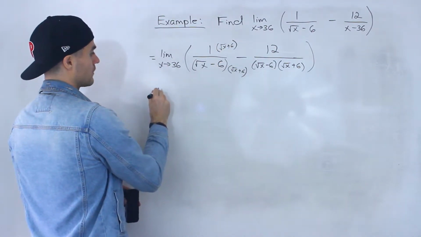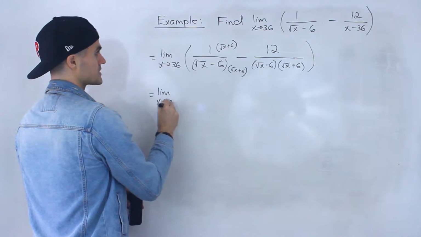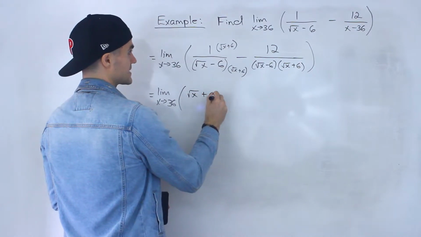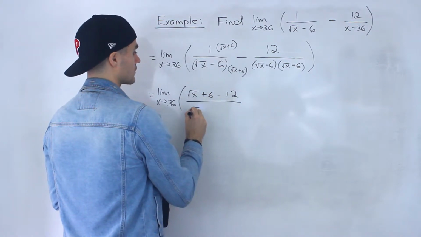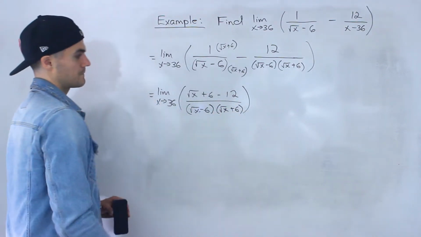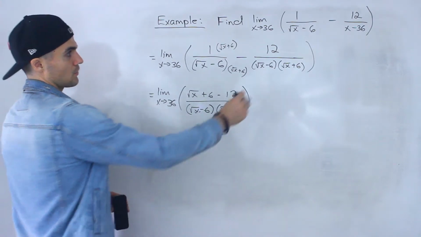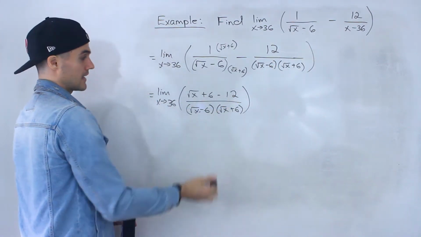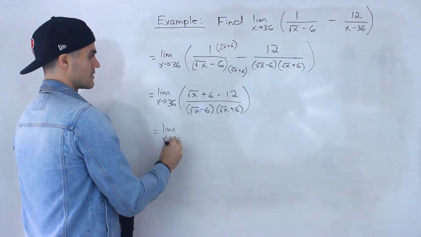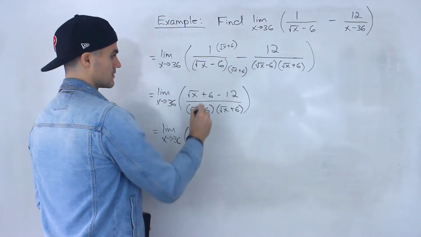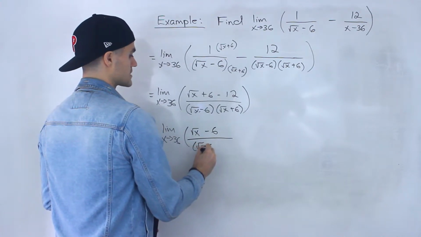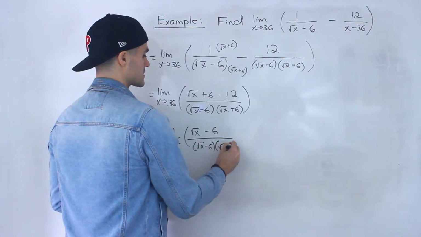And so what we would end up with is the limit as x approaches 36 of, if we combine these into one now, square root of x plus 6 minus 12, over the square root of x minus 6, square root of x plus 6, like that. So this is the exact same as this. And now notice that the numerator we can simplify, because 6 minus 12 is just minus 6, all over the square root of x minus 6 times the square root of x plus 6.